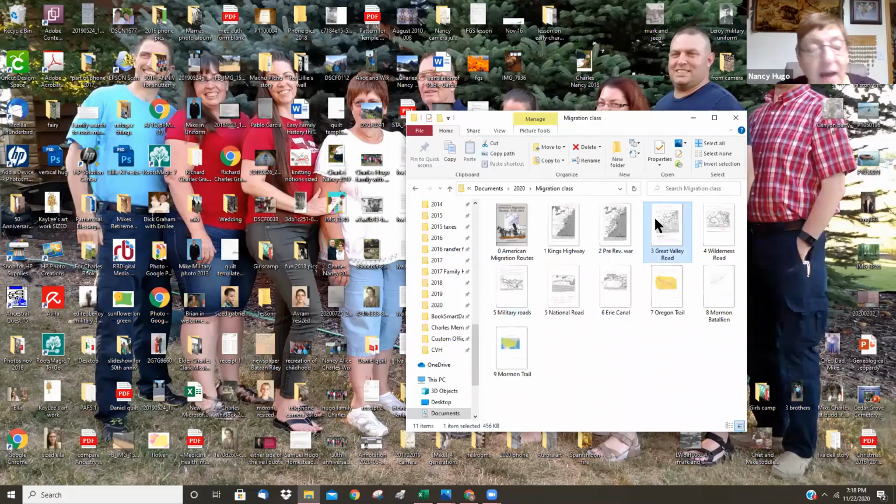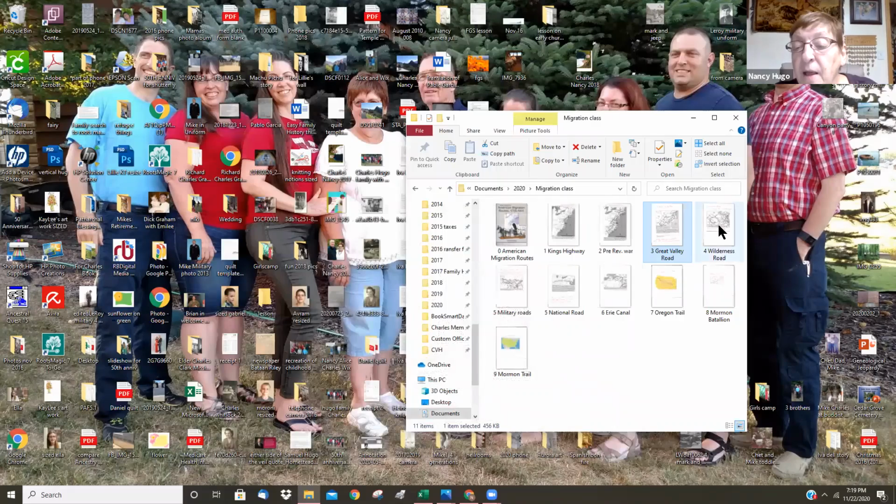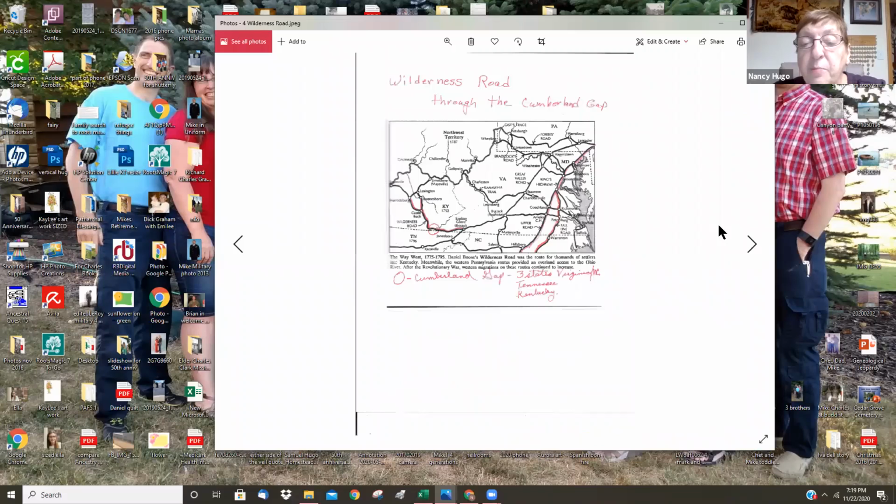There it is. Okay, so here is the map of the 3 roads that I've talked about: the Great Valley Road, the Upper Road, and the Fall Line Road. Then the Wilderness Road was about the first highway that went west.